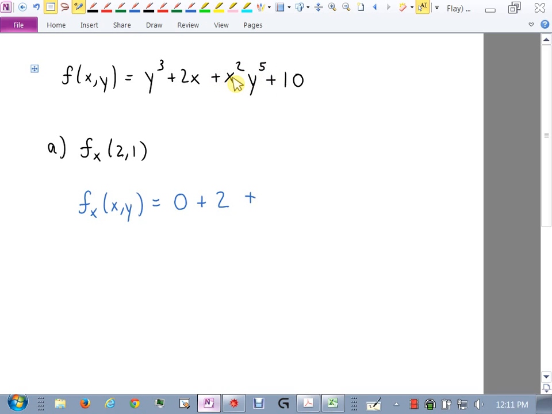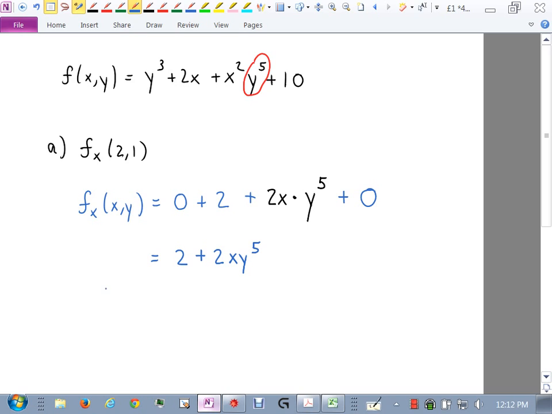It's 2 times the x times y to the 5th, and that's it, right? It's not a product rule here because this is a constant. This right here is a constant. So whenever we have a constant attached to a function, we just bring it along for the ride, don't we? So I take the 2x times that constant, plus what? 0, derivative of 10. So your partial derivative with respect to x is 2 plus 2xy to the 5th.